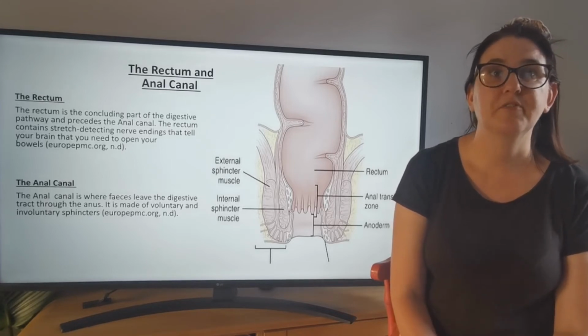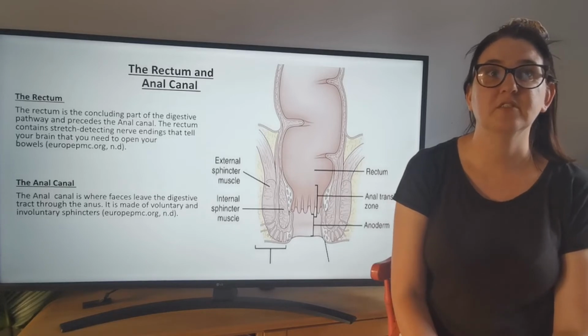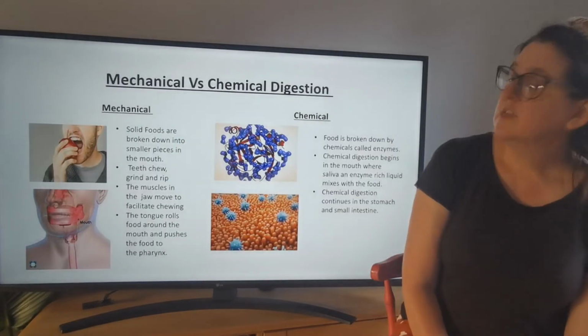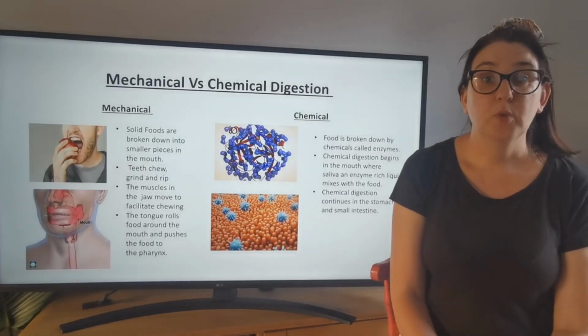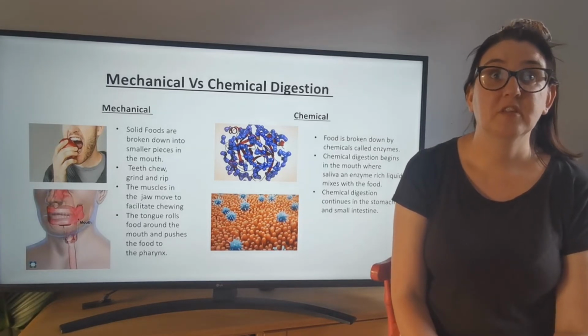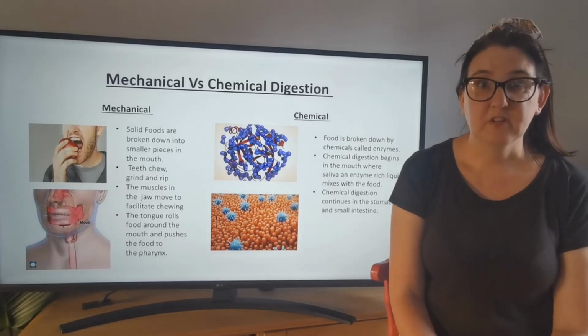The anal canal is where faeces leave the digestive tract through the anus and is made of voluntary and involuntary sphincters. Solid foods are broken down into smaller pieces in the mouth. Teeth rip, grind and chew food, and the muscles of the jaw facilitate the movement of the teeth. The tongue rolls the food into a bolus and around the mouth and into the pharynx.